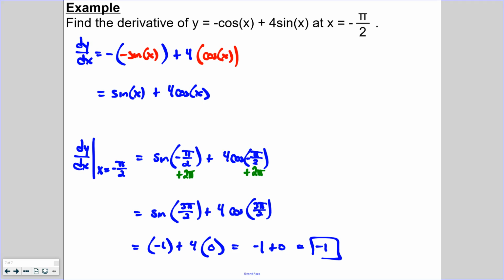Alright folks, and there you have it. That is finding the derivative of a function with sine or cosine.